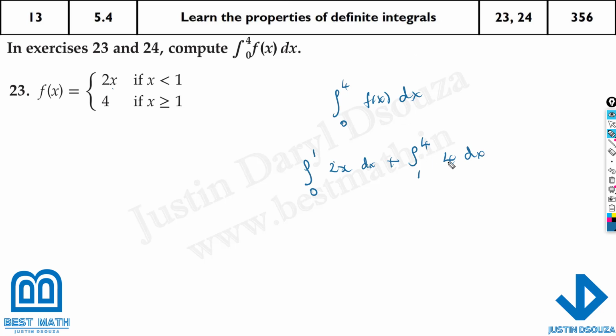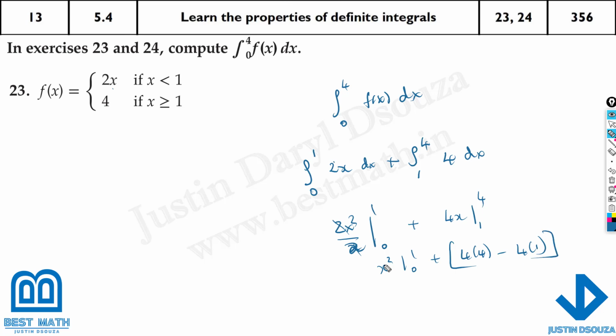This is it. You put this in the calculator, you get the answer. Or you can directly solve this as well, integrate it. It'll be 2x squared by 2 with its 2, and the limits are 0 to 1, plus it'll be 4x. The limits will be from 1 to 4. Over here it's just x squared. The limit is 0 to 1. Let's apply the limits over here. It'll be 4 times 4 minus 4 times 1. And over here, what happens? It'll be 1 minus 0. It's 1 itself. 1 plus 16 minus 4. That is going to be 13. That will be the final answer.